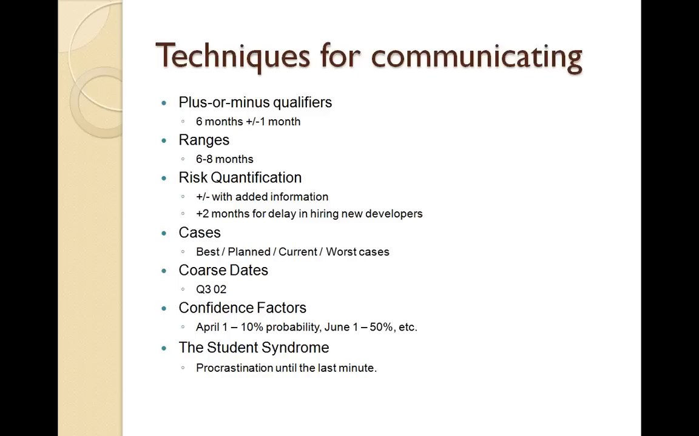You can have plus-minus qualifiers where you will say, okay, this project is 6 months plus or minus 1 month, or it can be a range of estimates. It is 6 to 8 months of duration, or it can be attached with risk quantification. You can say there will be 2 months added, or a 2-month delay will happen if the hiring is delayed. So you attach risks with the estimates. You can have cases like the best case, worst case, planned or current case estimate. So you can present that information to make it more granular.